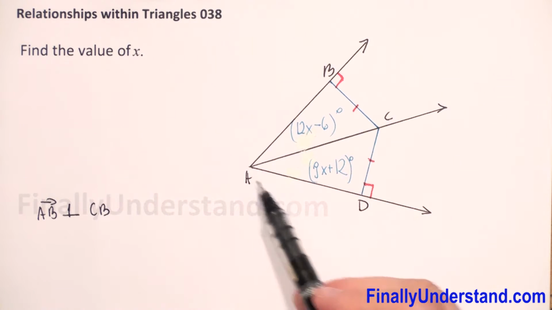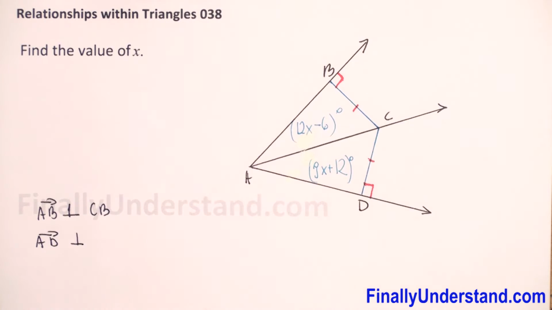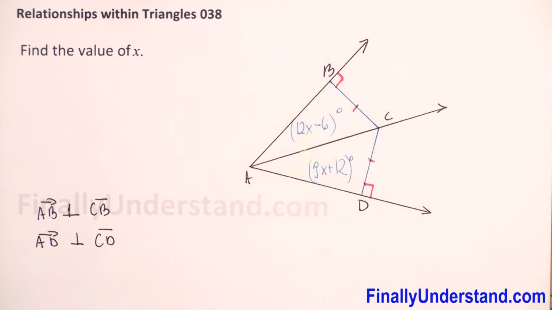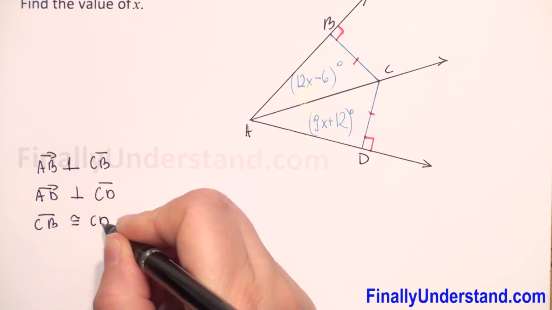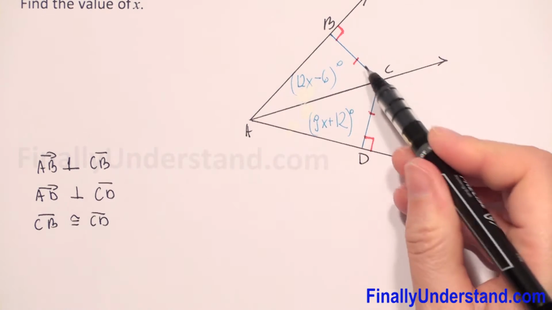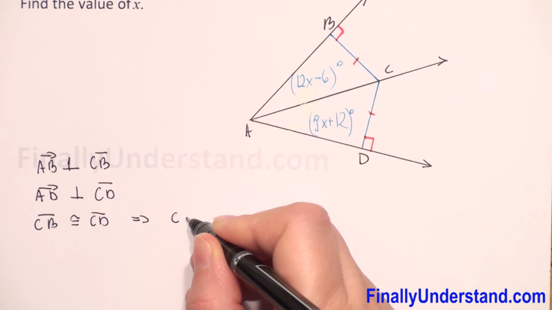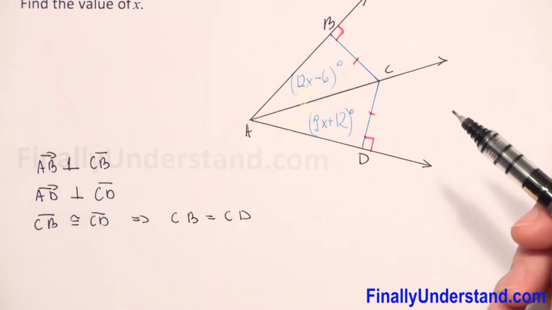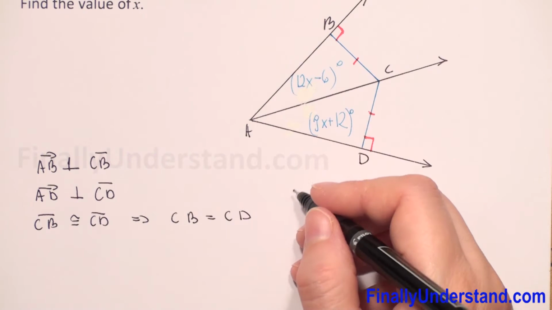What else do we have? Ray AD is perpendicular to segment CD. What else? We have that segment CB is congruent to segment CD, like I said, because we have these red marks. So it means that CB is equal to CD. So now we can use the converse of the angle bisector theorem.